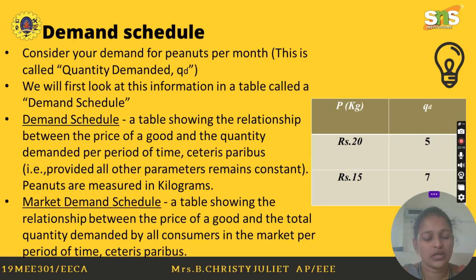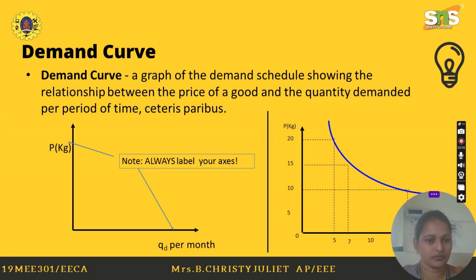So next let's see what is meant by market demand schedule. It is a table showing the relationship between the price of a good and the total quantity demanded by every customer in the market per period of time. So remaining all the parameters remain constant, considering the other parameters to be constants. That is what a demand schedule is all about.